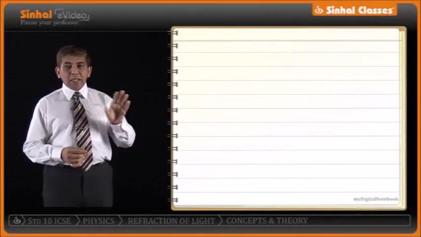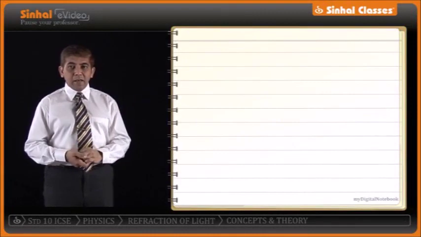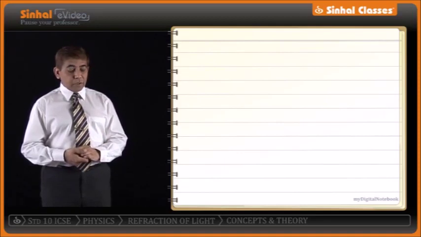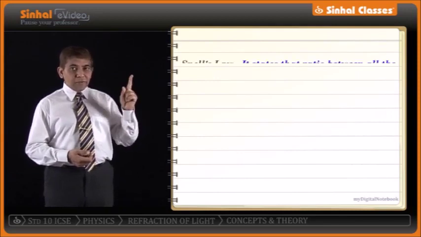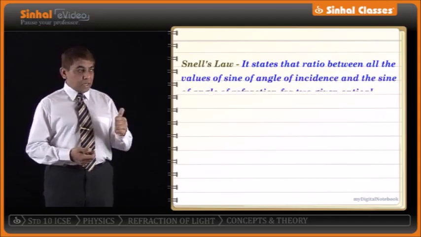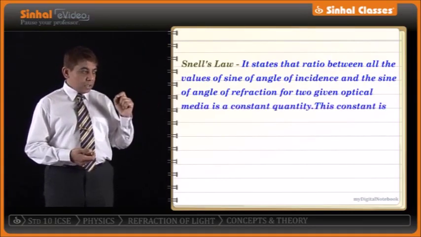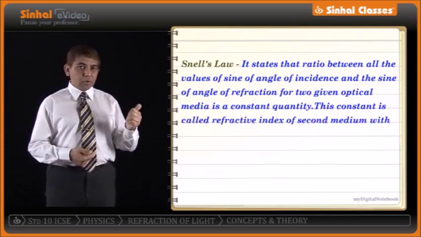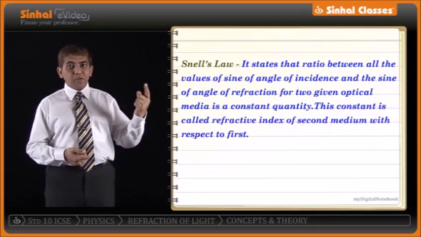There is one major law in case of refraction of light that we ought to know. It was designed by a scientist called Snell. Snell's law states, for a given pair of optical media, the ratio of sine of angle of incidence to sine of angle of refraction bears a constant ratio. This ratio is called the refractive index of second medium with respect to first.